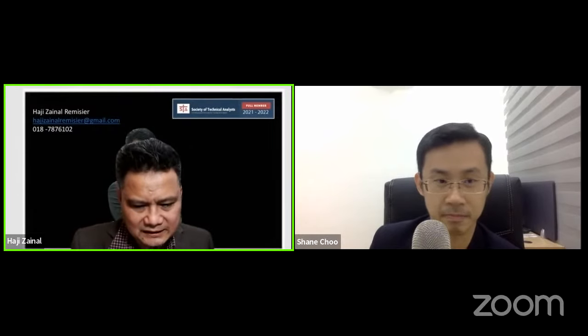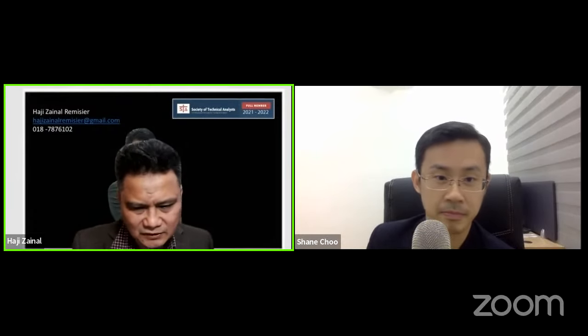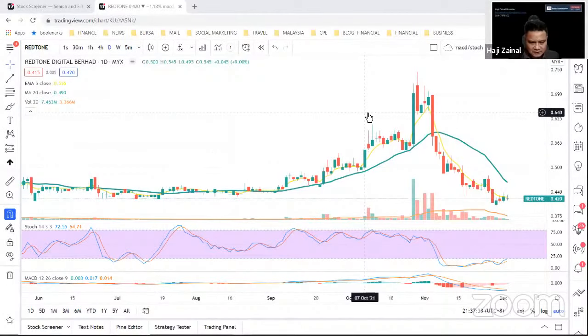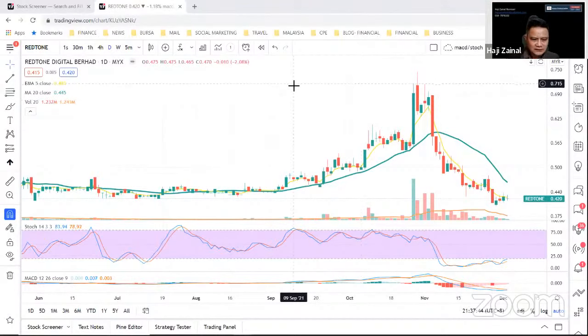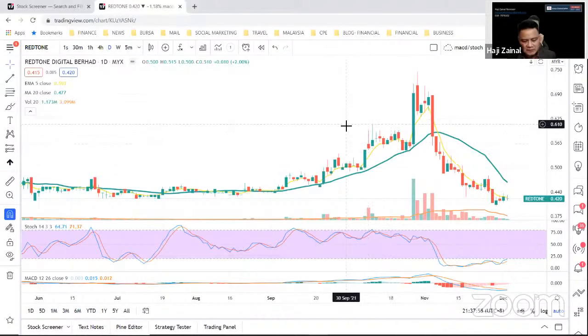Remember that I said what is the first thing first. It is the trend. So now Red Tone is in a downtrend. Why do we say downtrend? Because the daily price is below the 20 days moving average. So it is a downtrend.